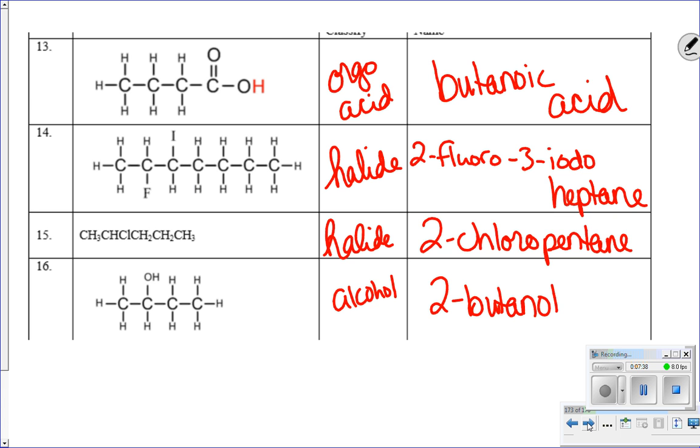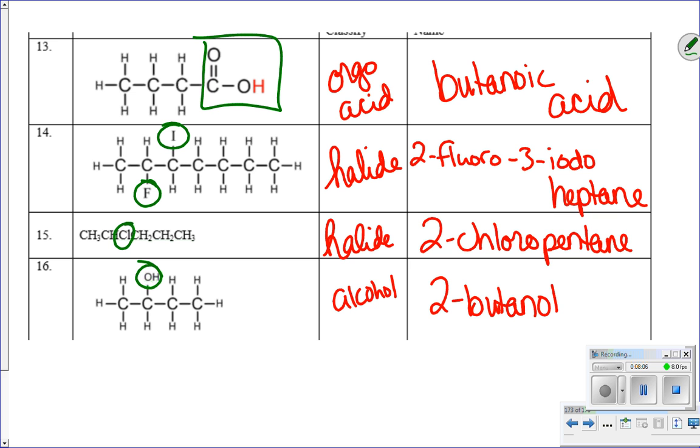For identifying functional groups from a structure, 2 O's, 1 double bonded, 1 kind of in an OH conformation. That's my organic acid. I have F and I here. Those are from group 17. Those are halides. This molecule is condensed down. There's a Cl hiding. That's also a halide. This is an alcohol because I have that single bonded OH group. So my 4-carbon acid for number 13 becomes butanoic acid.